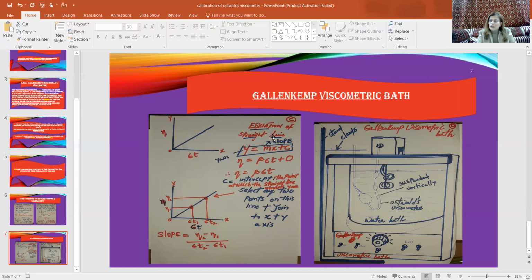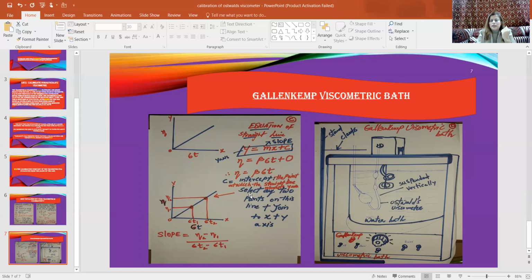Now you know what the equation of a straight line is. The equation of a straight line is y equals mx plus c, where y is the y-axis, x is the x-axis, m is the slope, and c is the intercept. Now what is the intercept? It is the point at which the straight line intersects the y-axis. This point is called the intercept.